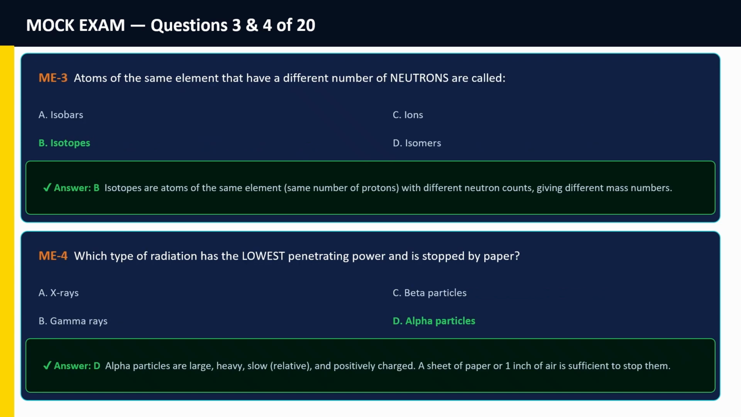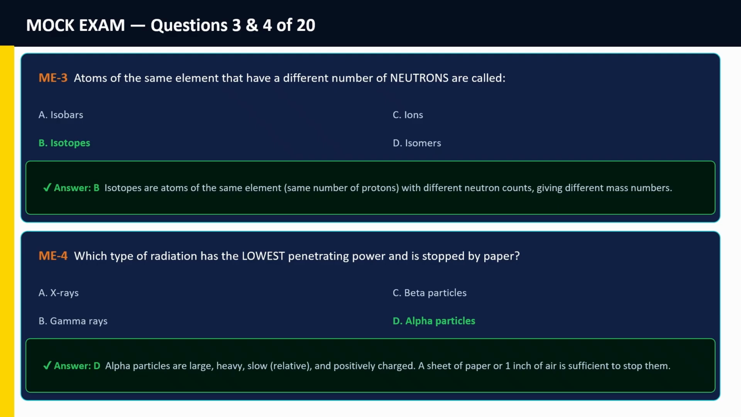Question 3 tests the definition of isotopes. Remember the rule: isotopes are atoms of the same element, meaning they have the same number of protons, but they have different numbers of neutrons. Changing the neutron count changes the mass number but does not change the element identity.